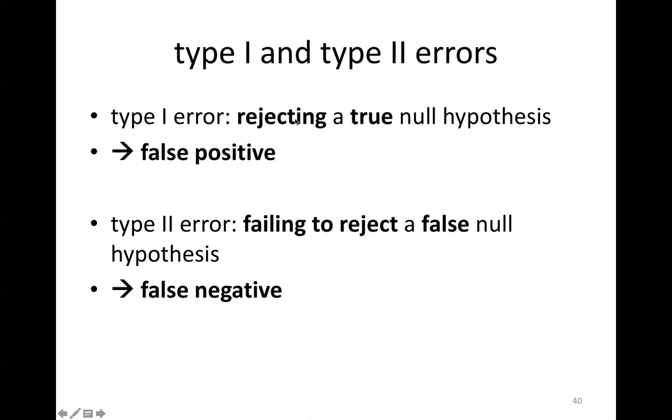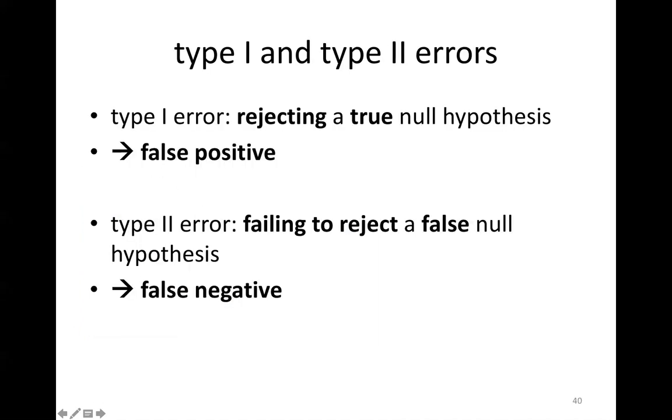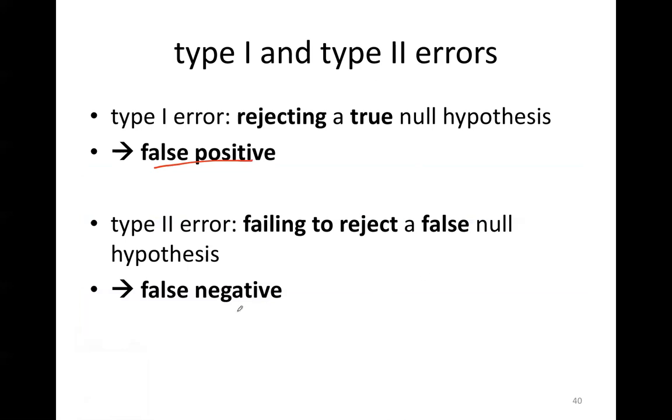Also, a common term used to describe a type 1 error outcome is the false positive. It's called a positive because when we reject, we usually say there is an effect, right? When the null hypothesis is true, when there's no effect, and we reject, and we say there's an effect, that's called the false positive. And when the null hypothesis is false, so there is actually an effect, but we fail to reject, that's called the false negative.